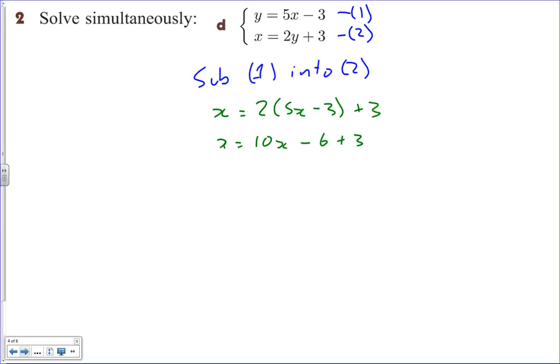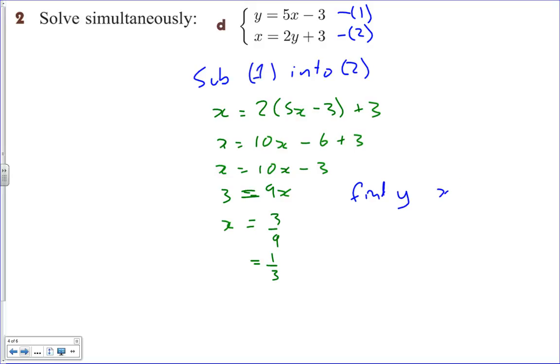So x equals 10x take 6 plus 3. So we're going to have negative x equals 10x take 3. I'm going to move the 3 on this side over to that side, so that's going to be positive 3. And we're going to be left with 9x on that side if I move the x over that way. The reason I did that is to give me a positive x, so it's going to be 3 over 9, so x equals 1/3.